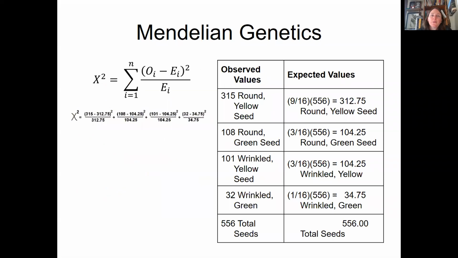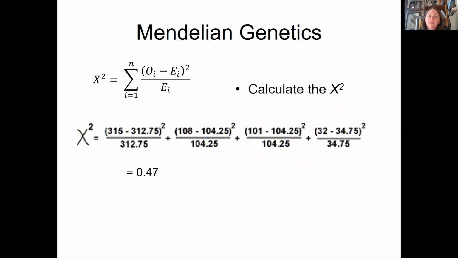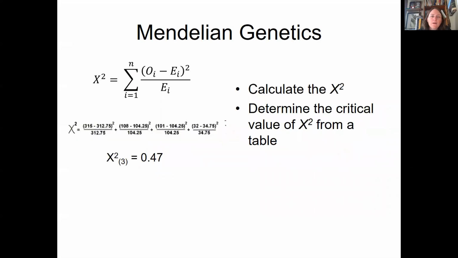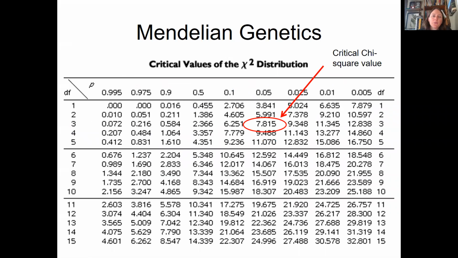Okay, so if we were to do the math, and you can see the math over there, you could do it on your own. 315 minus 312.75 squared divided by 312.75, right? So it's the same equation using every observed minus expected value squared divided by the expected value and summing them all up. We would end up with a chi-square value of 0.47. Now, we would have to go to a table using 3 degrees of freedom this time. And we would find that using 3 degrees of freedom, we would need a critical chi-square value of 7.8 to reject the null hypothesis. And in this case, the null hypothesis is that the peas that we observed meet Mendel's expectations, right, of 9 to 3 to 3 to 1.